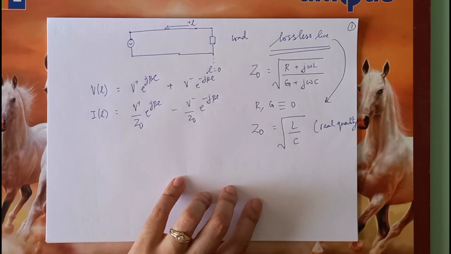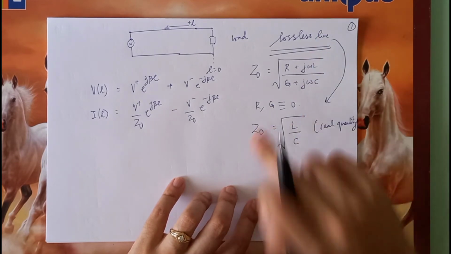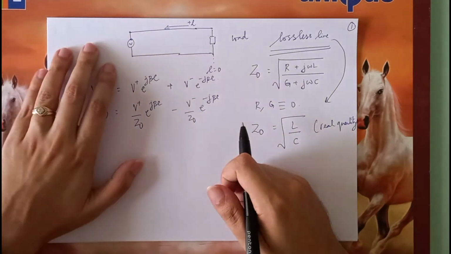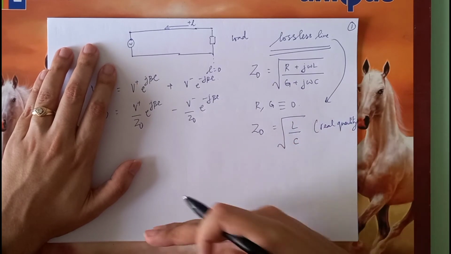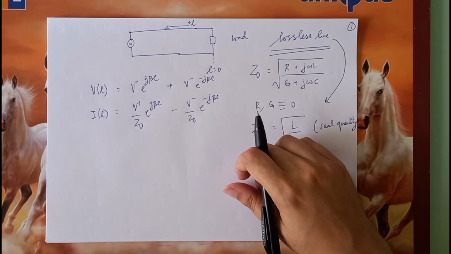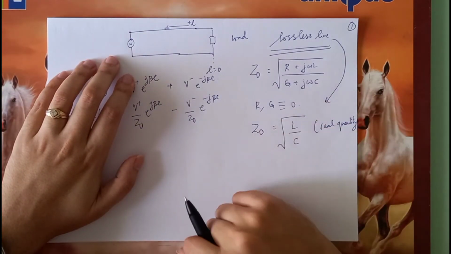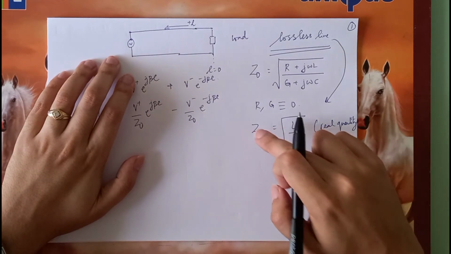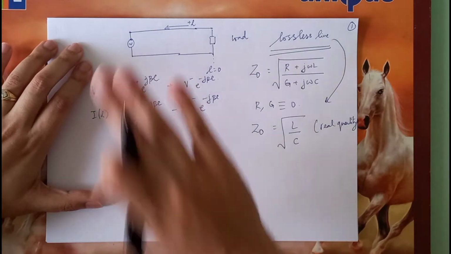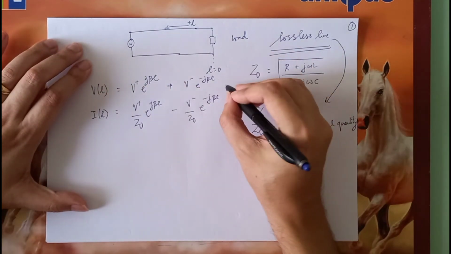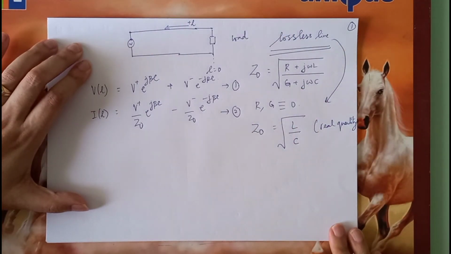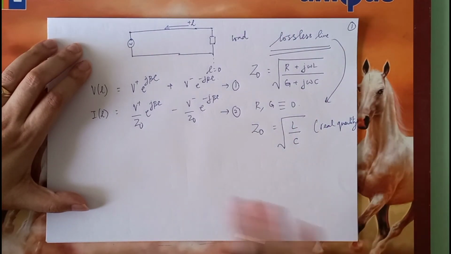So lossless transmission lines always have a real value of Z0, or the characteristic impedance. This is something very important to know. So if you ever go to the market to buy a transmission line for any of your work, or you are making a transmission line yourself, a good lossless transmission line should have a real characteristic impedance. So coming back, we have these two equations which denote the voltage and current on the line as a function of the position.